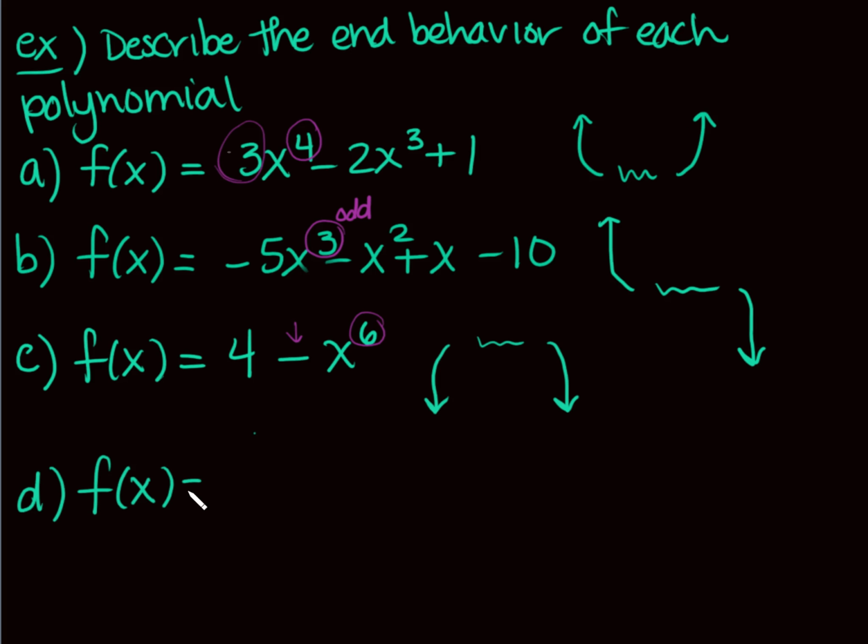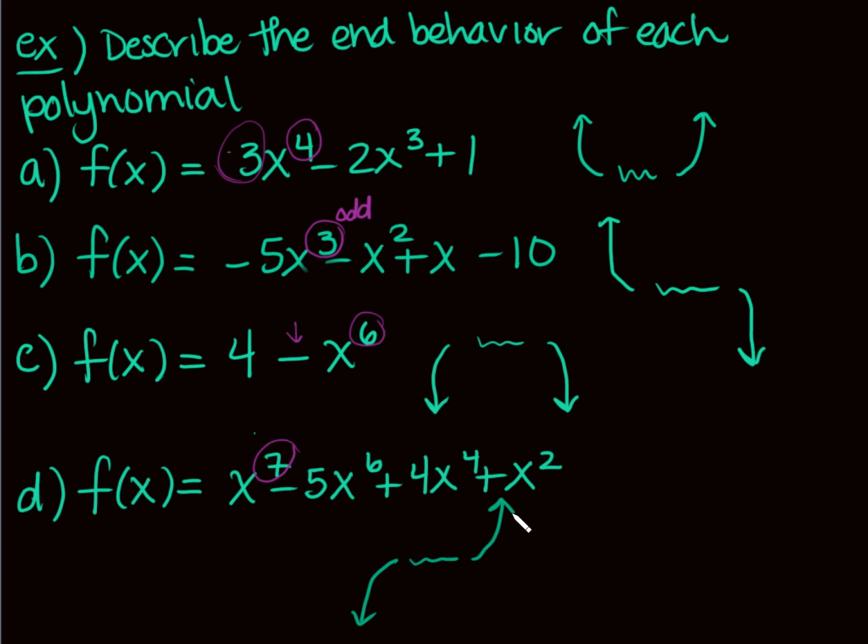Or how about f of x equals x to the 7th minus 5x to the 6th plus 4x to the 4th plus x squared. Now, notice a lot of these exponents are even. However, what is the degree of my polynomial? It is odd, and the coefficient is positive. So it's going to look like x cubed, except some crazy stuff could happen in the middle. I hope that all makes sense.